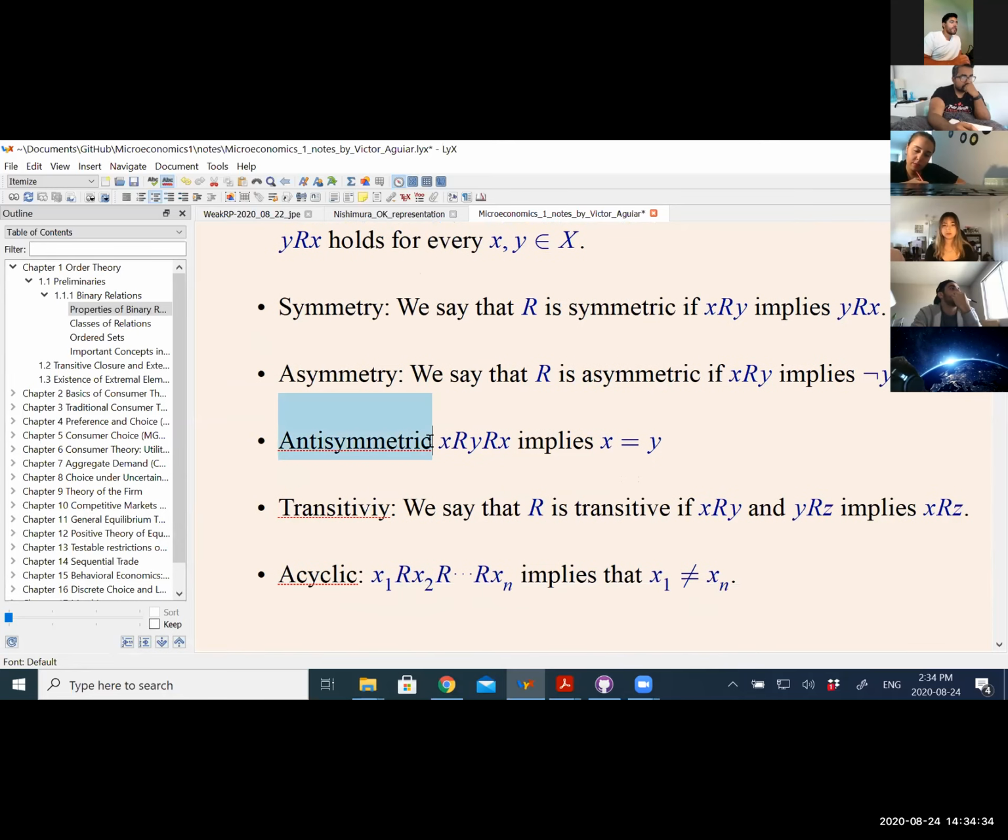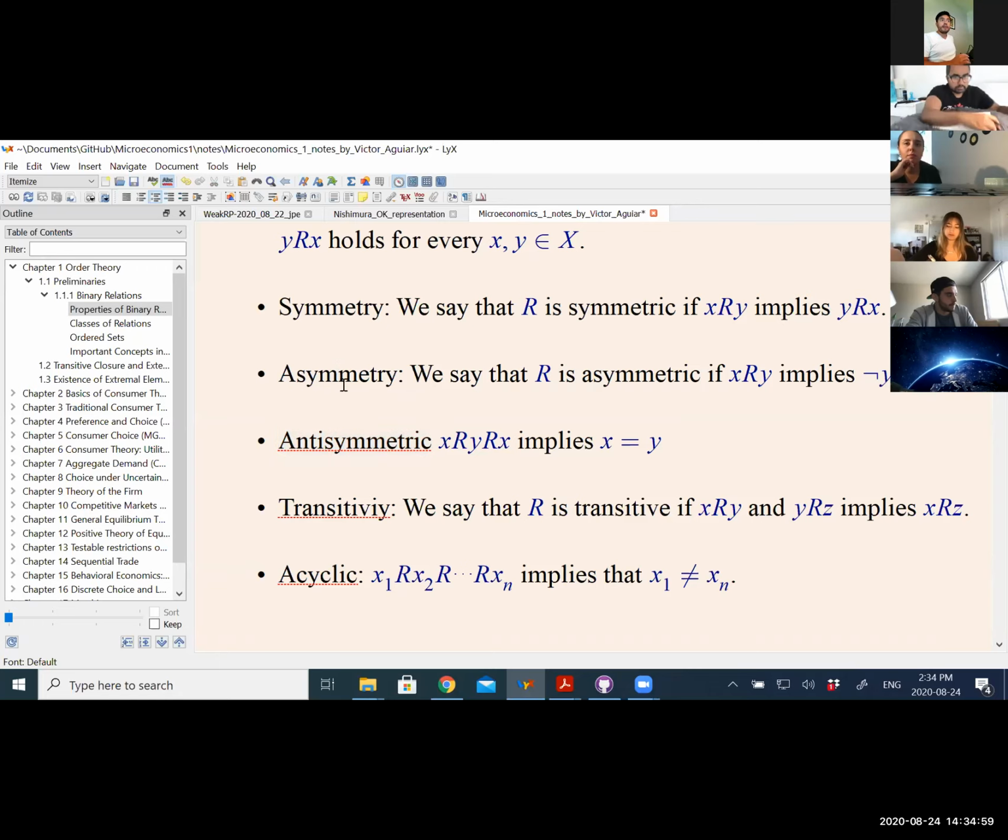Antisymmetry basically means the following. It means that if x is in relation with y and y is in relation with x, it means that x is equal to y. So this is kind of a weakening of asymmetry. Right now, I used to have an example of what is the difference between the two. In this particular case, antisymmetry just will cover the gray. So the example will be this.